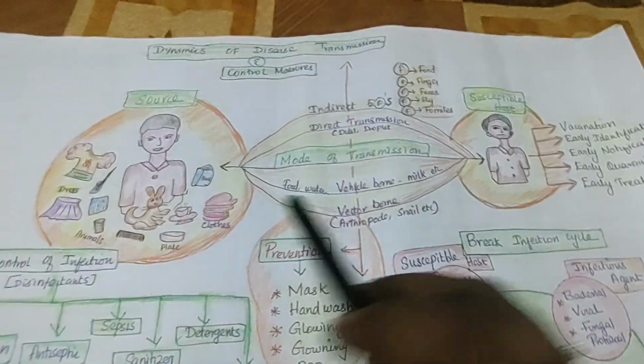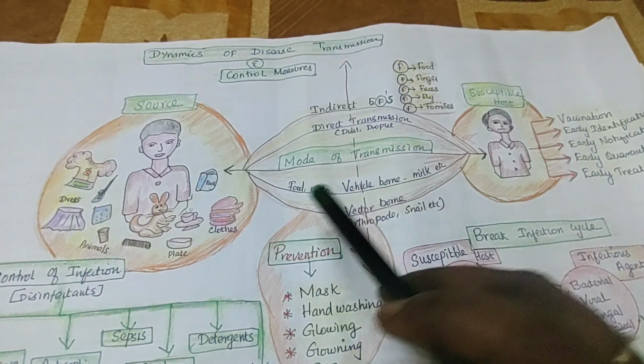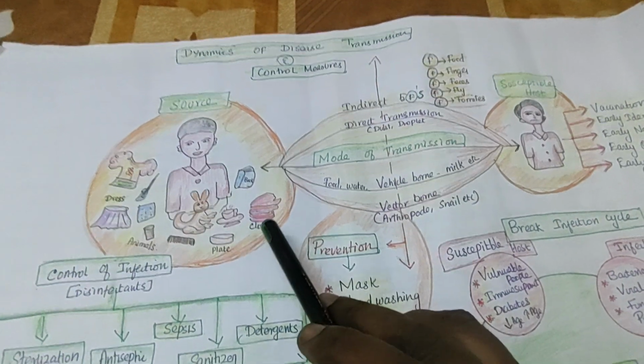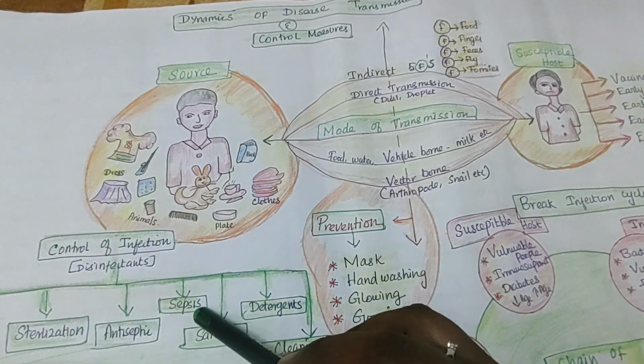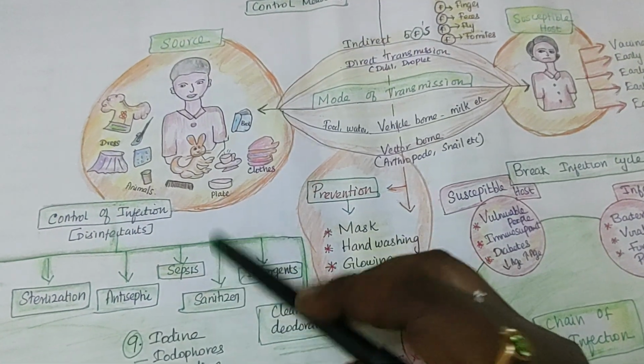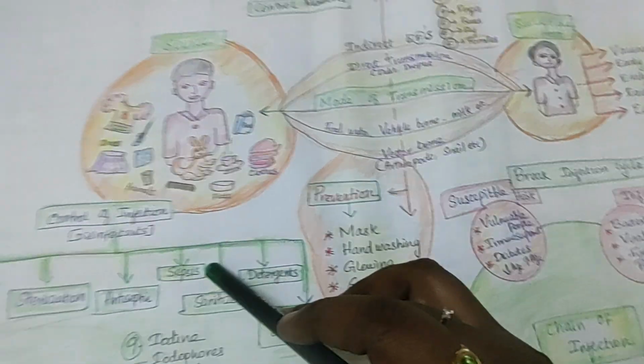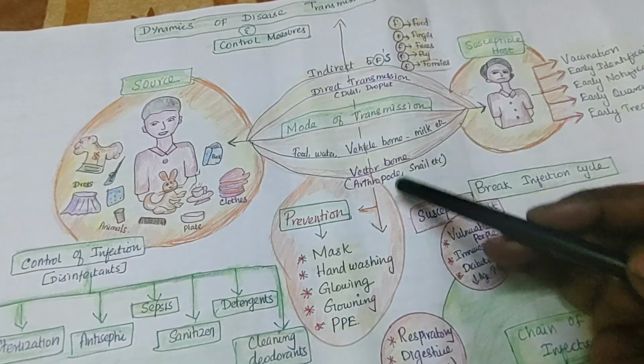So as a community health nurse, what do you have to do? You have to do source reduction. Source reduction is a control measure. How will you control the infection? Lastly we will see how to control it by disinfectants. First we will see how to prevent it.